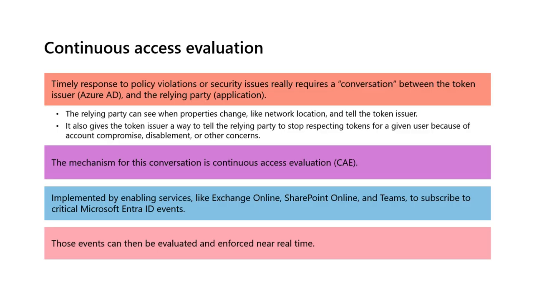The mechanism for this conversation is Continuous Access Evaluation, CAE, an industry standard based on the OpenID Continuous Access Evaluation Profile, CAEP. The goal for critical event evaluation is for response to be near real time, but latency of up to 15 minutes might be observed because of event propagation time. However, IP location policy enforcement is instant.